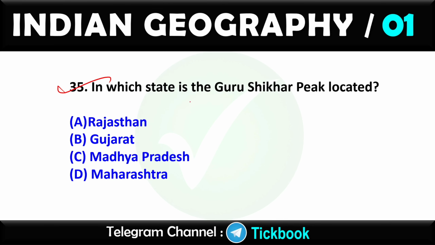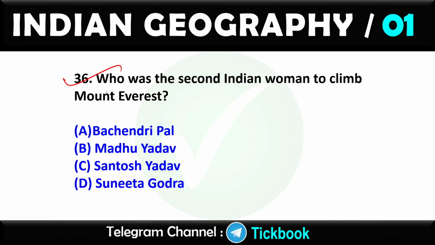35. In which state is the Guru Shikhar peak located? Option number A is the right answer, Rajasthan. 36. Who was the second Indian woman to climb Mount Everest? Option number C, Santosh Yadav.